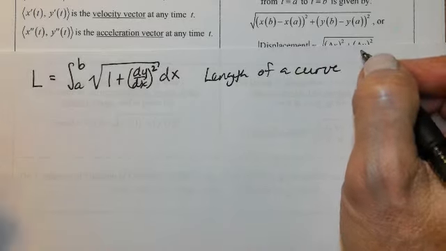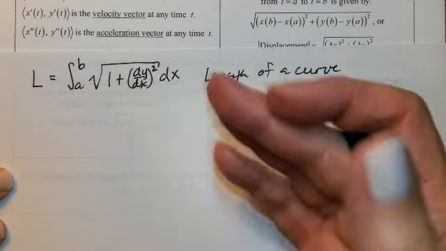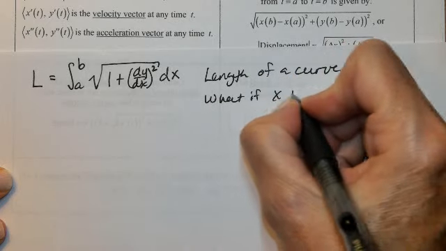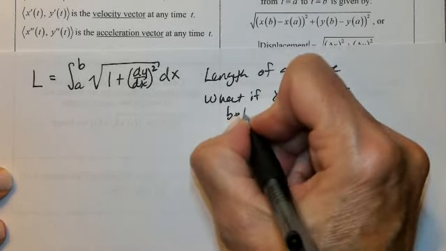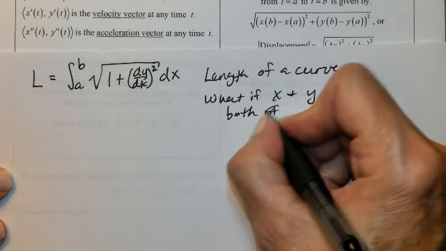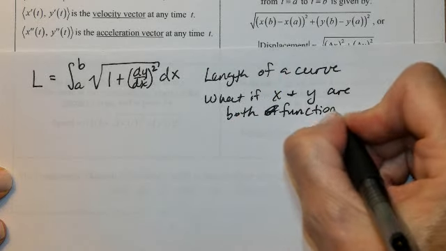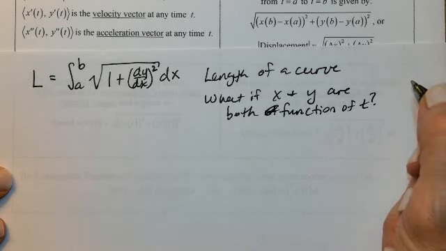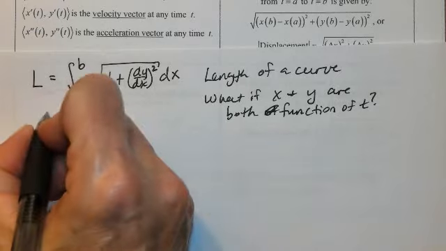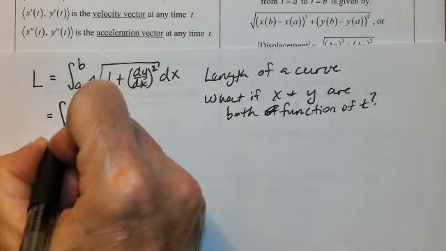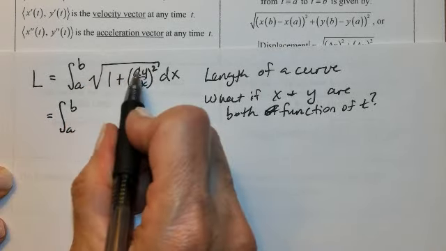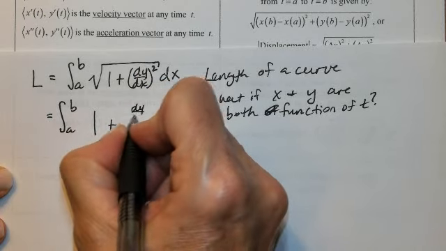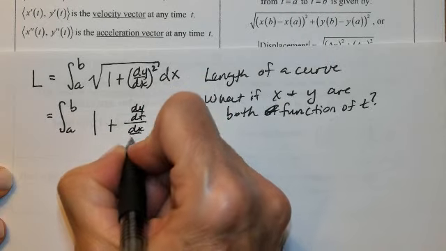The question is, what is this formula if we're in parametrics? What if x and y are both functions of t? Then what happens to this thing? Okay, well, let's work it out and find out. So the length of that curve will be, all right, dy/dx, we already said what dy/dx is. dy/dx is dy/dt divided by dx/dt, right?